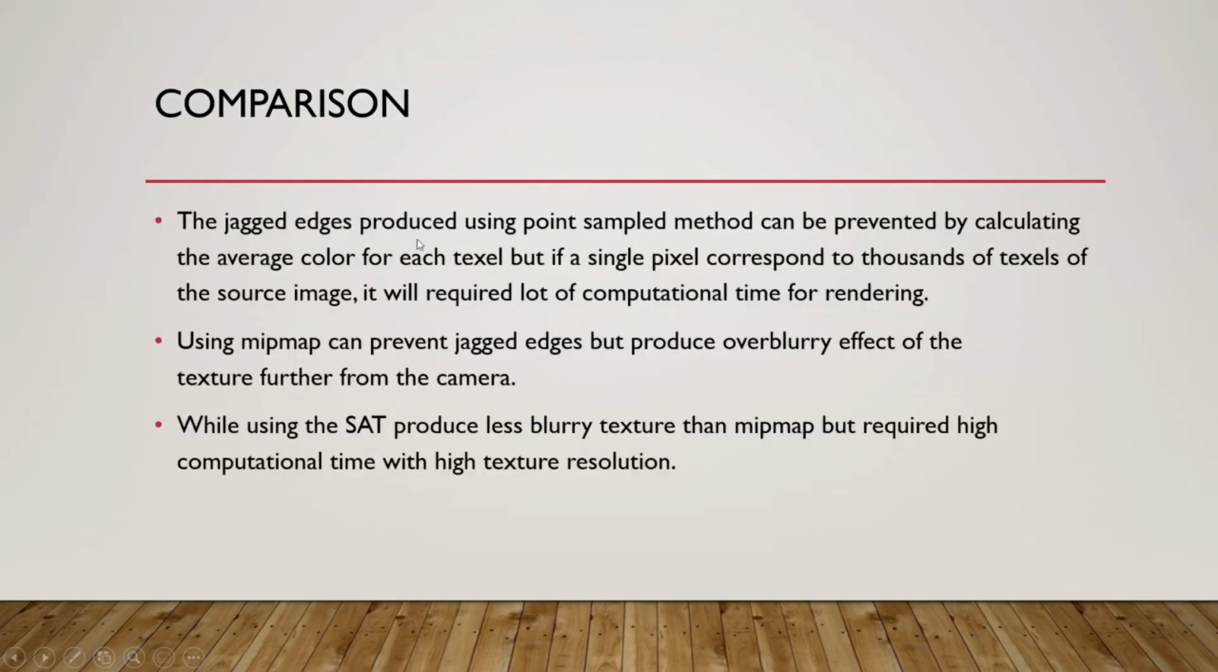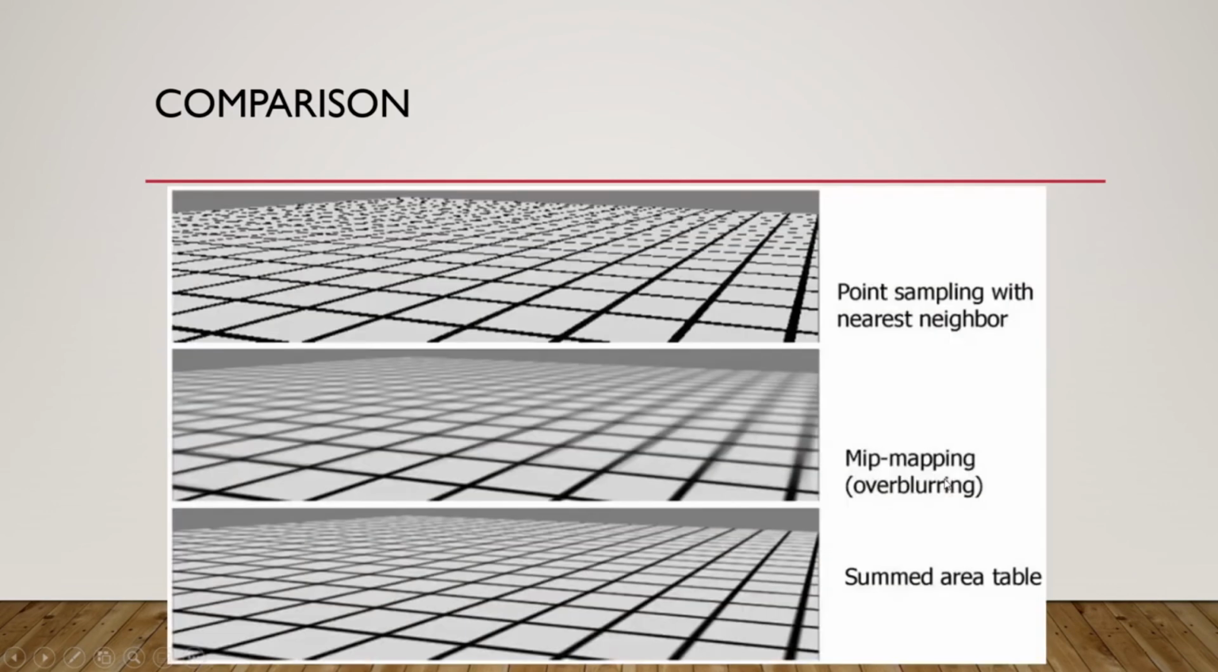So this is pretty much the same as previously mentioned. Jagged edges produced by point sampling can be prevented by using the average color. This can also be said as mip map, calculating the average color, and mip map will produce an over blurry effect. The summed area table produces less blurry texture than mip map, but it will require high computational time.